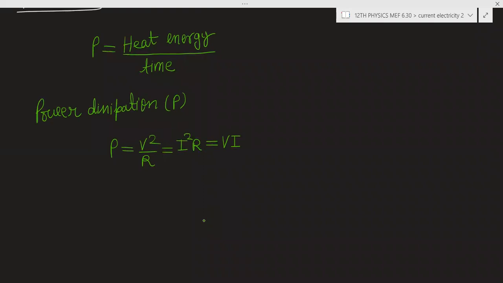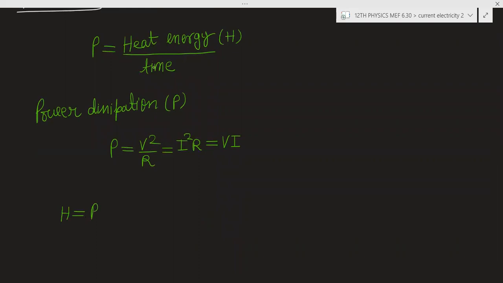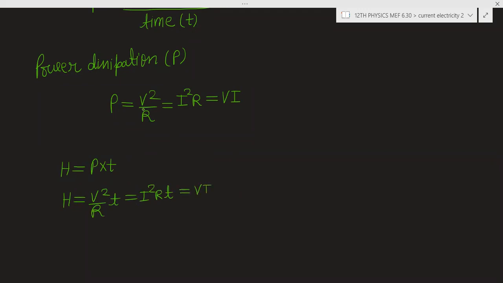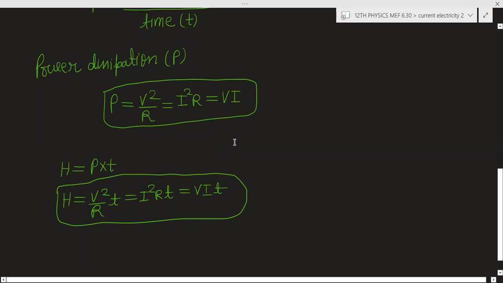If you want to calculate the heat energy, I am representing the heat energy with capital H. How will you calculate the heat energy? You just multiply this power with time, and I am supposing time as small t. So power into time is the heat energy. If someone is asking what is heat energy, then you can calculate with this formula: V square by R into t, I square R into t, equal to V I into t. This is the formula of power, and this is the formula of heat. For the heat, you just multiply power with time.